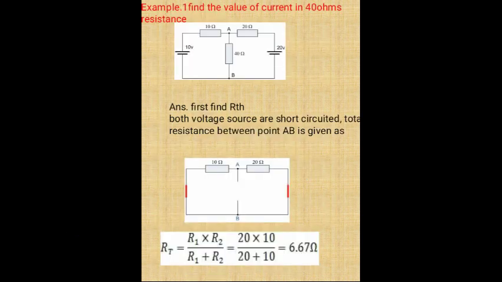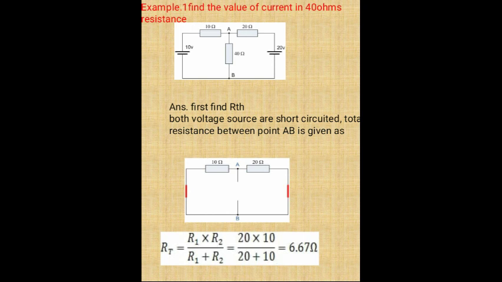Now we take an example to understand Thevenin theorem. In the given question, find the value of current in 40 ohm resistance. There are two voltage sources of 10 volt and 20 volt, and three resistances: 10 ohm, 20 ohm and 40 ohm. So we have to find the value of current in 40 ohm resistance. So first of all, we will remove this branch from the circuit as shown below in the figure.